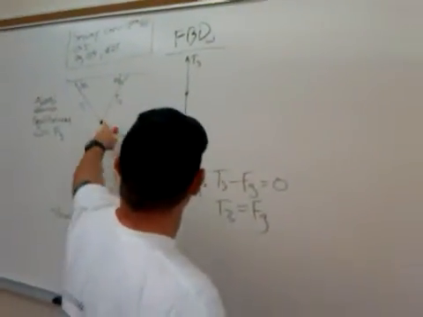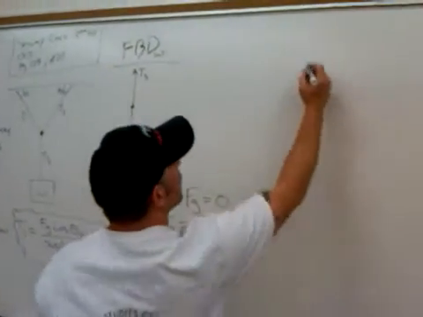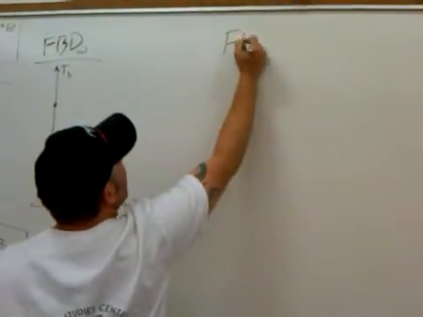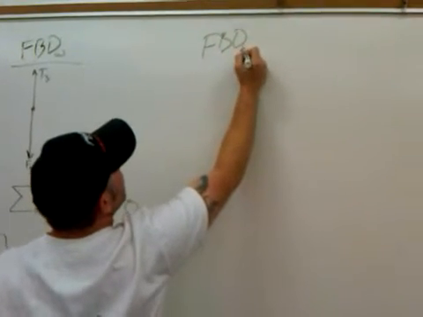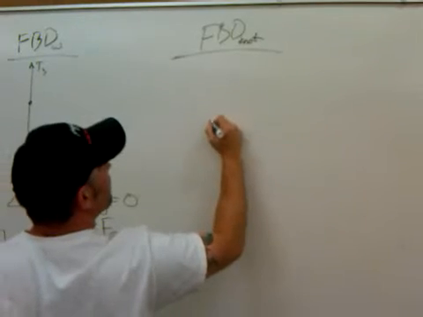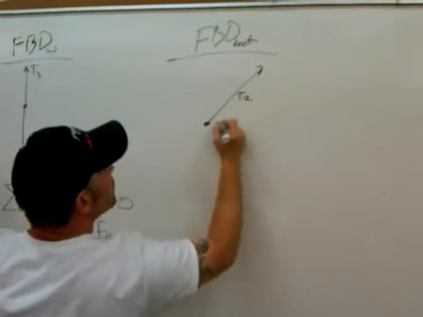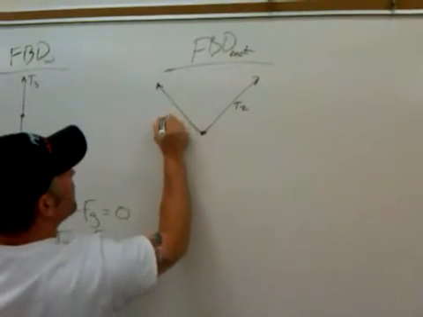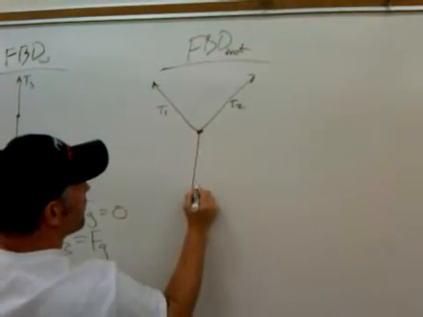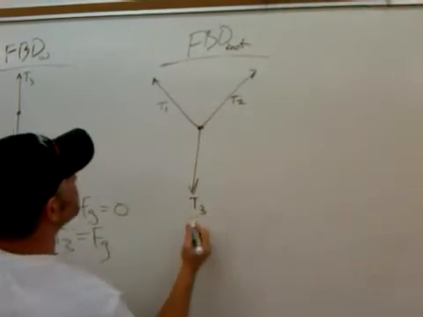So now what we need to do is draw a sum of forces for the rest of this system. And I'm going to choose this knot right here as my particle that I'm going to model. So I'm going to call this FBD sub knot. And I'm going to draw my knot. I've got one coming up here, that's tension 2. I've got a cable coming up here, that's tension 1. And I've got a cable going straight down, that's supposed to be straight, that's tension 3.